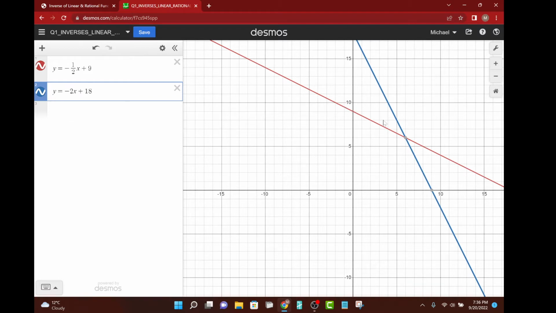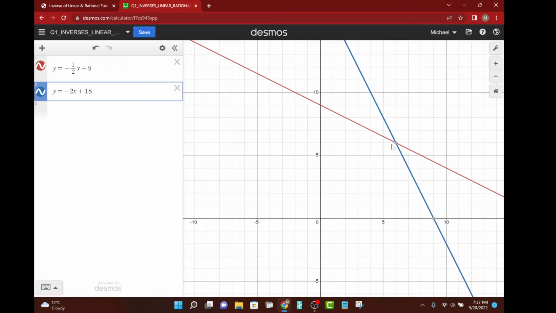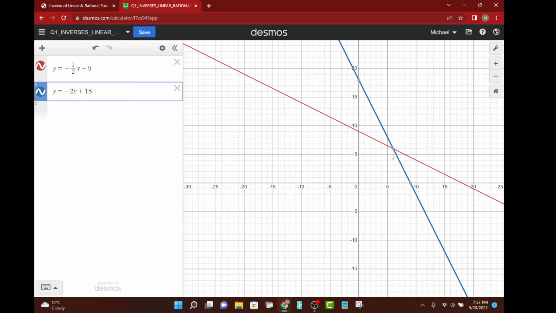And I just thought it would be interesting to show. So the red was the original, and the blue is the inverse. And I think it's very interesting to note that they intersect there at 6, 6. So we're not going that far. We're not analyzing anything else, but let's just see what else we got here. So there's our y-intercept for our inverse function. There's the x-intercept for the inverse function.